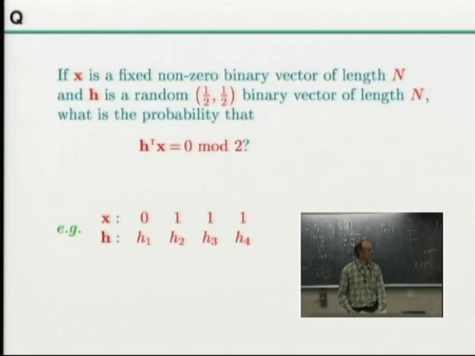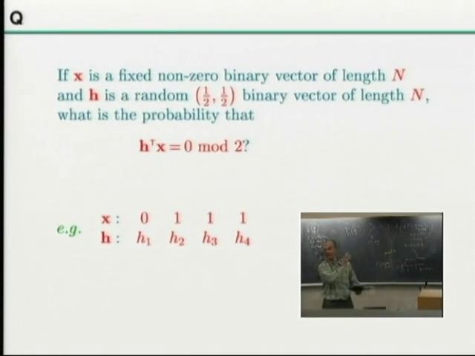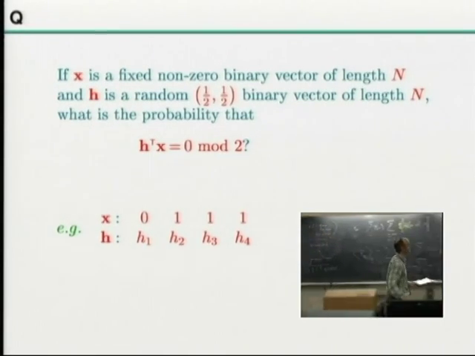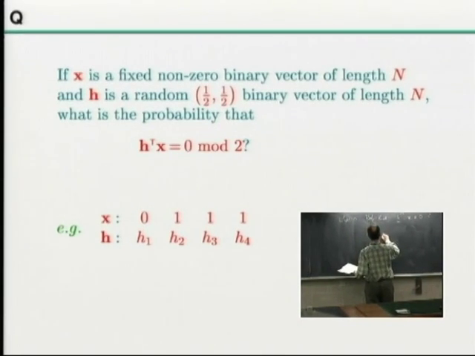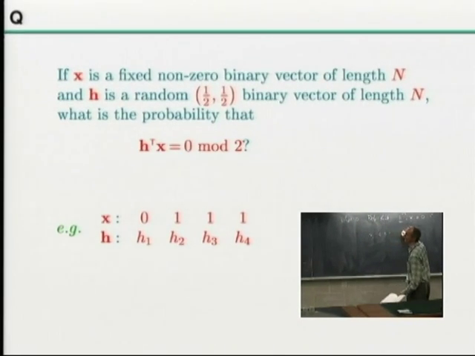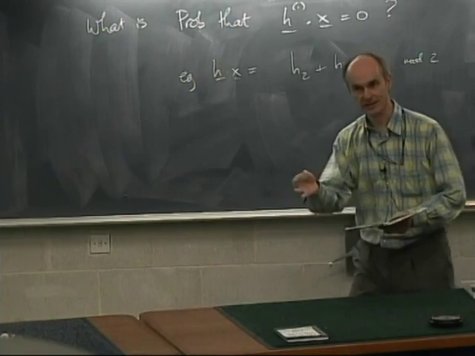So we're picking the h's completely at random by flipping a fair coin. X is just a fixed vector, which has got some zeros in some places, and it's got some ones in other places. So in this special case here, the value of h dot x is actually equal to h2 plus h3 plus h4 modulo 2. So let me ask the question another way.